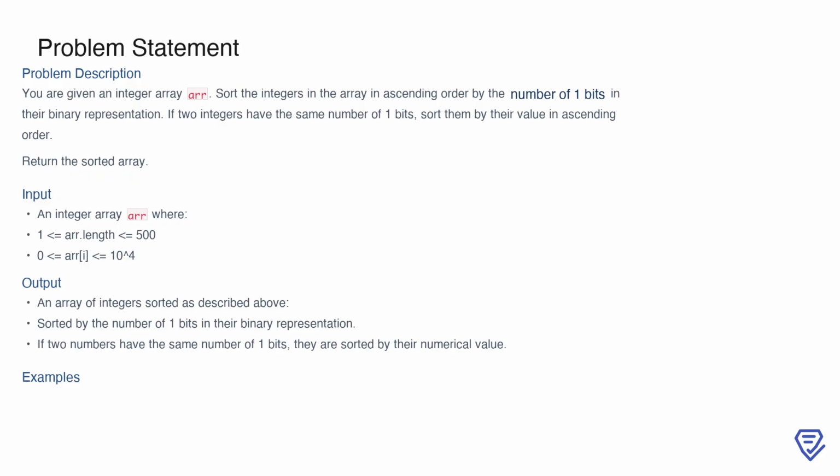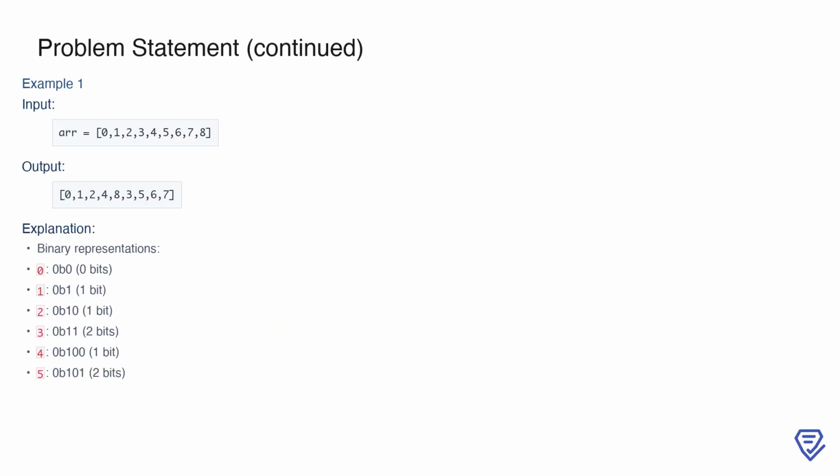The input is an array of integers, where the size of the array can range from 1 to 500, and the integers themselves can range from 0 to 10,000. The output will be a new array sorted according to the described rules. This means we need to carefully analyze both the binary representations of the numbers and their values to achieve the correct ordering. To better understand the problem, let's look at an example.